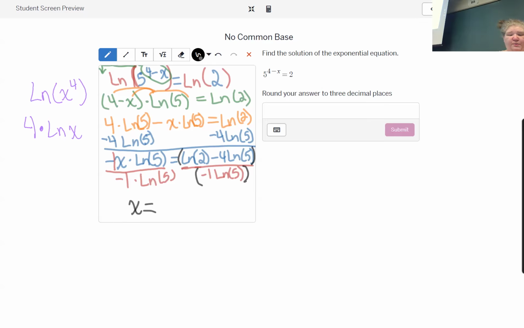So I start with my open parentheses, then natural log 2, which opened, so I close the little parentheses, minus 4 natural log 5, close the little parentheses. And then I also need to close the big parentheses. Now I'm dividing this by, open parentheses, negative 1 natural log 5, close, close.